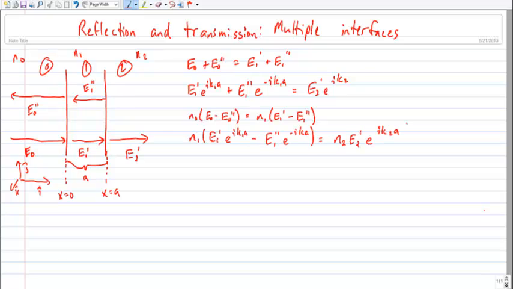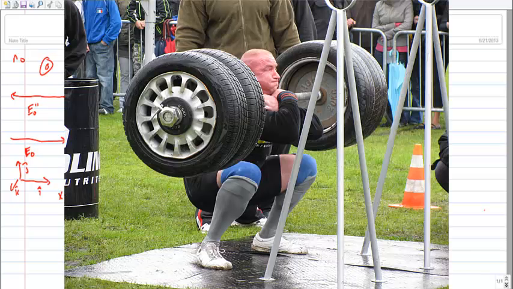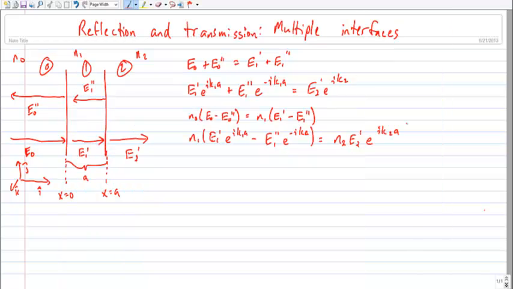4 equations, 4 unknowns, because we're considering E naught to be known, and that is plenty of information for us to solve for all of the fields and get any reflection and transmission coefficients at either interface. Now that's kind of a brute force approach to the problem.